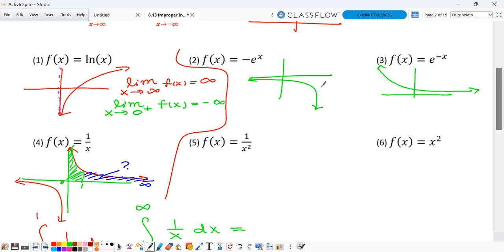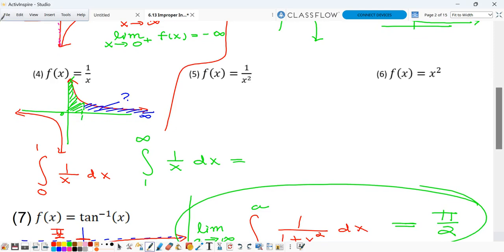Now negative e to the x is a reflection over the x-axis, and you can see that the graph is reflected. So as x goes to infinity, it goes to negative infinity, and as x goes to negative infinity, it becomes 0. e to the negative x is an exponential decay graph.